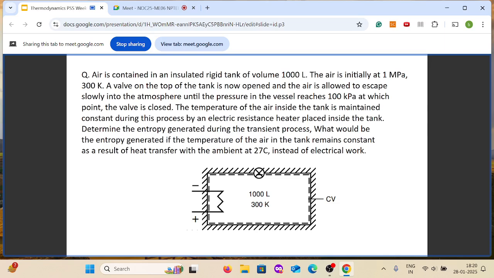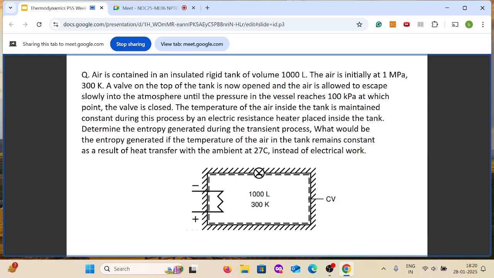The temperature of the air inside the tank is maintained constant. So during this process, what's exactly happening is you are letting air escape from the tank. This is equivalent to having an expansion process, and that's why your temperature will drop. So what you do is you have an electrical heater, with which you are heating it and maintaining the air inside the tank at a constant temperature.